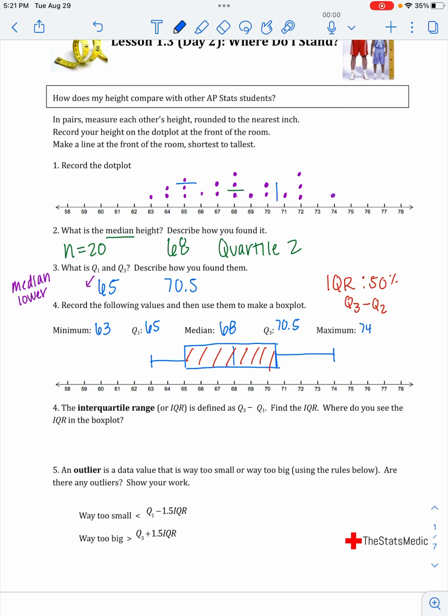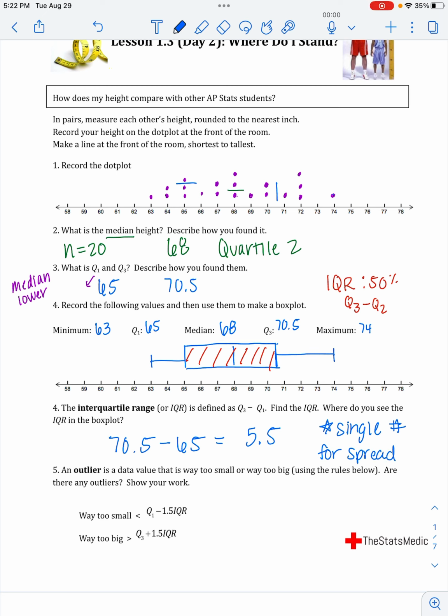Now, that kind of answers the next question. The interquartile range, or IQR, is defined as Q3 minus Q1. Find the IQR. That's what I drew in red. You don't have to draw that in red, but that's where you actually see it in the box. If you were to calculate it, you would do your 70.5, subtract your 65, and you would find out that the IQR is 5.5. So it's a single number that helps describe spread. Single number for spread.